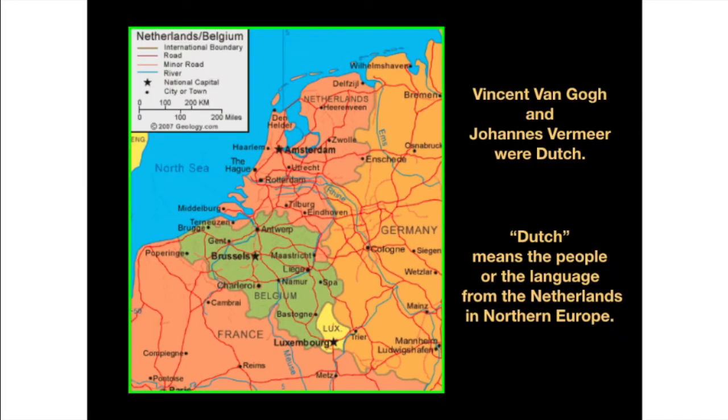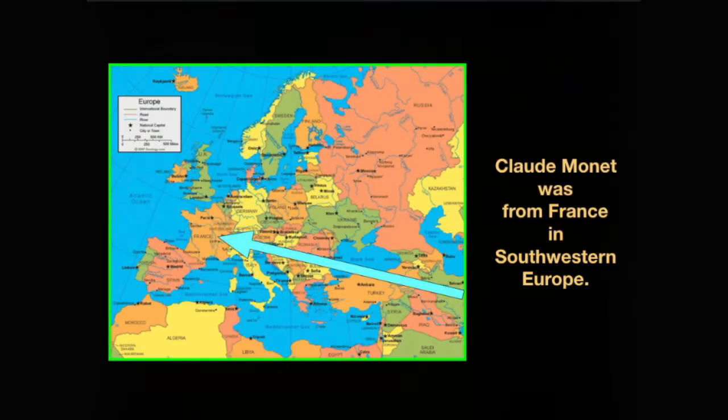This is a map of the Netherlands. Dutch means the people or the language from the Netherlands in Northern Europe, and Vincent van Gogh and Johannes Vermeer were both Dutch. Now, Amsterdam is the capital city, and it's right on the North Sea, west of Germany, and north of Belgium and France.